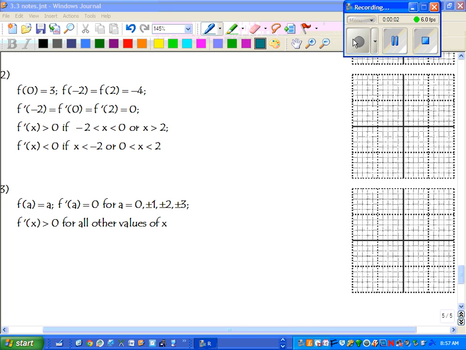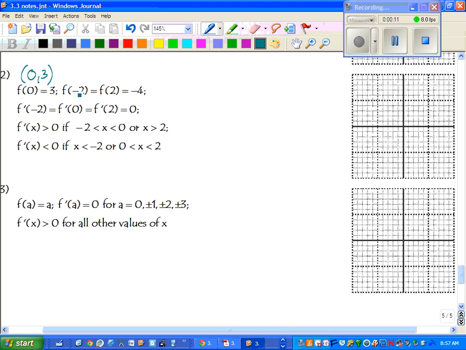Let's take a look at number 2. Again, this first line is just giving us points on the original function. So when x is 0 on the original function, we get 3 out for y. Put -2 into the original function, put 2 into the original function, we get the same y value, -4. So it doesn't matter whether x is -2 or +2, we get -4 out for y.